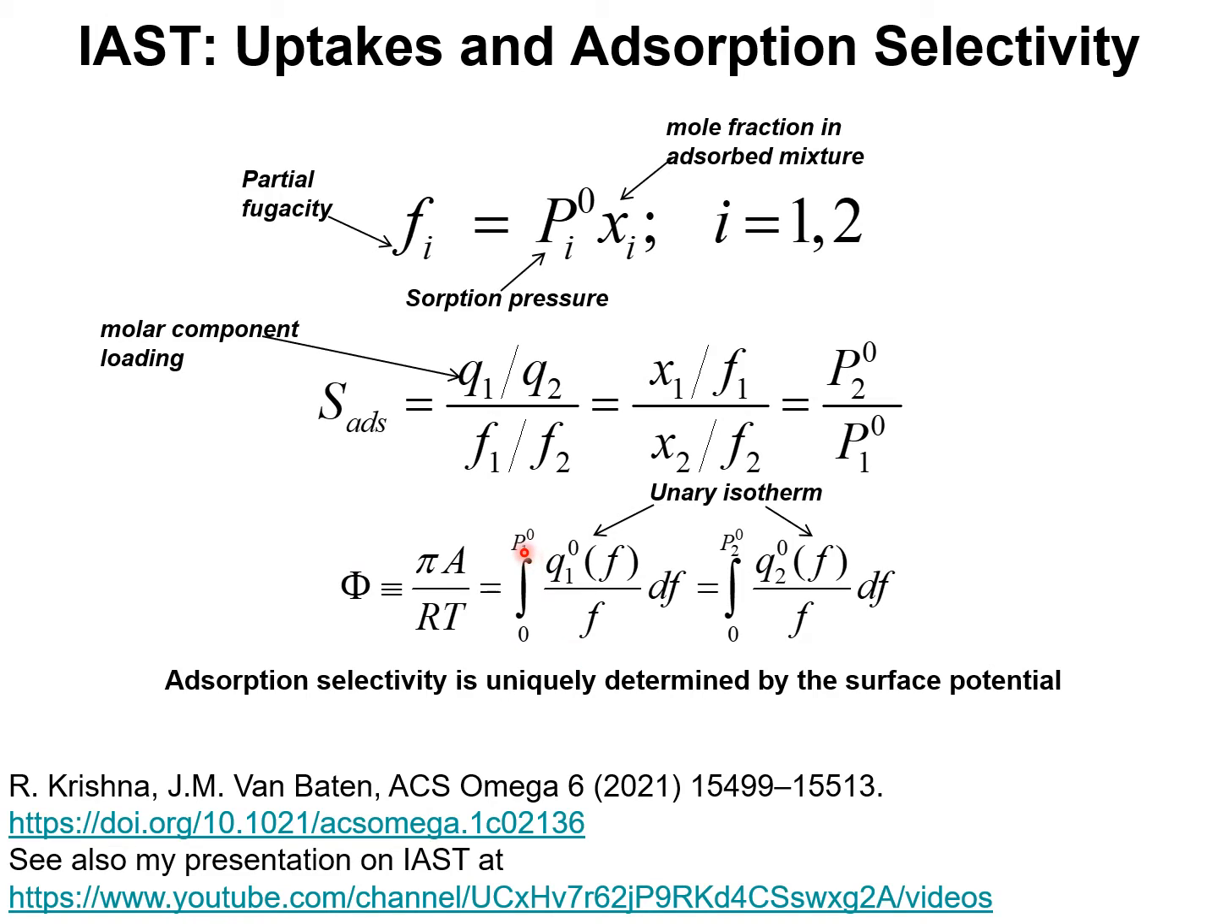Since at thermodynamic equilibrium, P1 superscript 0 and P2 superscript 0 yield the same value of phi, it is clear that the ratio of P2 naught and P1 naught, which is the adsorption selectivity, is uniquely determined by the surface potential irrespective of the composition of the bulk gas mixture.